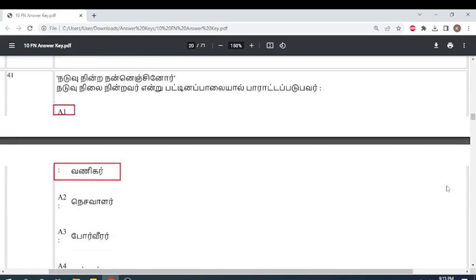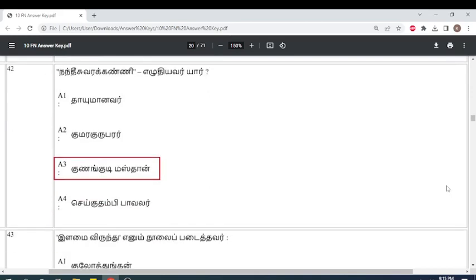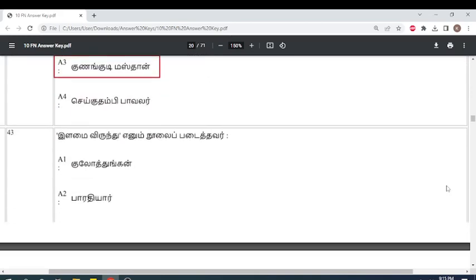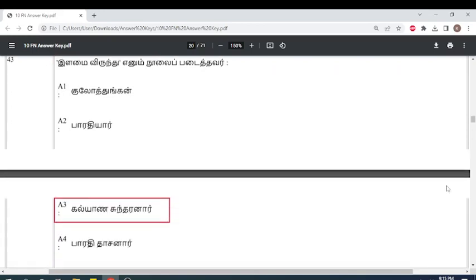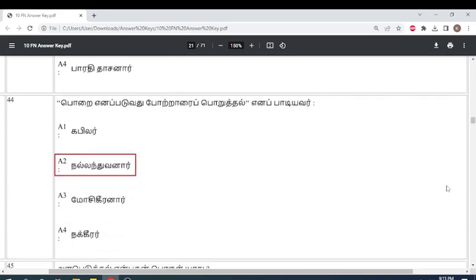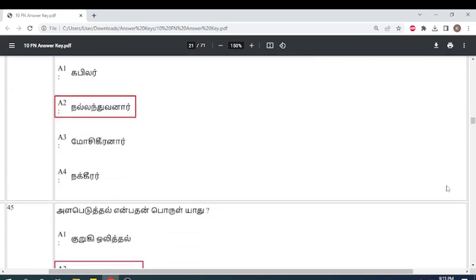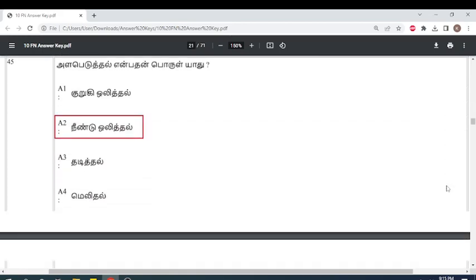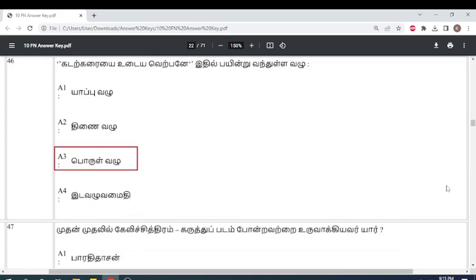41st question answer A1. 42nd question answer A3. 43rd question answer A3. 44th question answer A2. 45th question answer A2. 46th question answer A3.